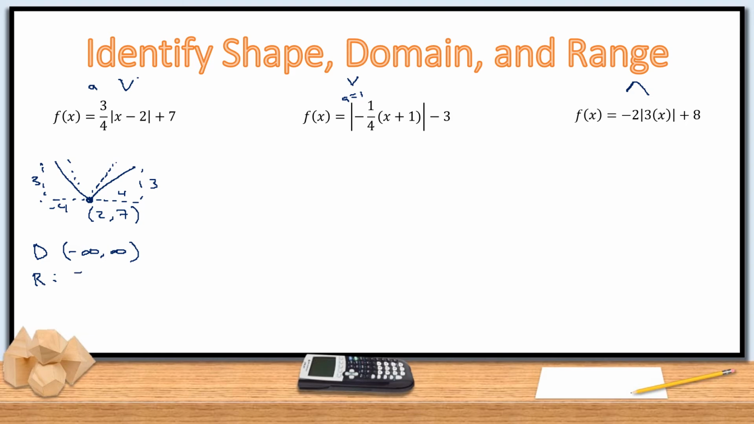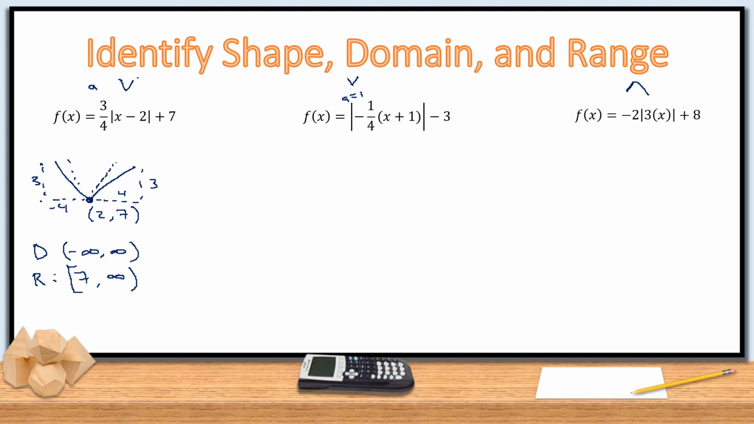So 7 is going to be that lowest value. It's included because it's part of the solution. And it's going to go all the way up to infinity, not included. If you're asked for the end behavior: as x goes to positive infinity, y goes to positive infinity; as x goes to negative infinity, y goes to positive infinity.